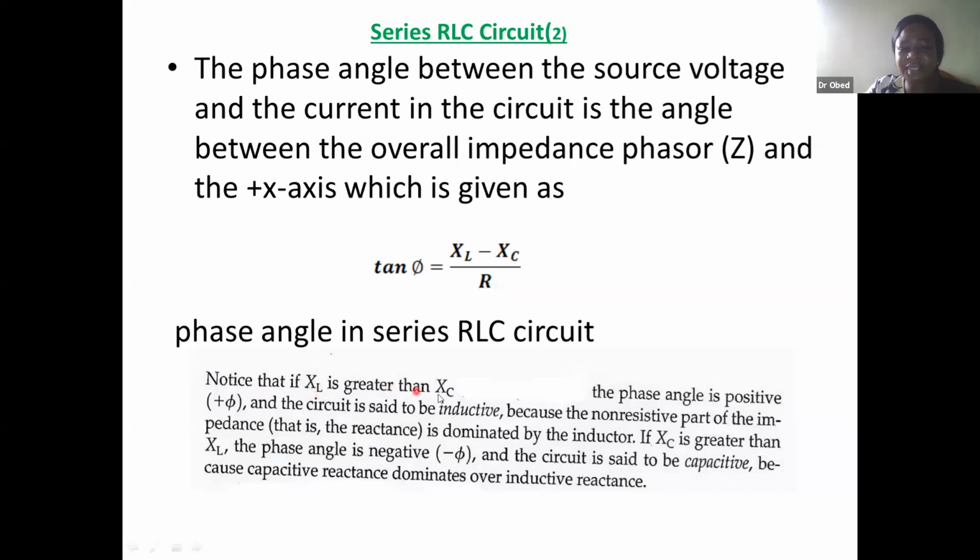So if XL is greater than XC, the phase angle is positive, and the circuit is said to be inductive, because this is the inductive reactance and it is greater. But if the capacitive reactance is greater, then the phase angle will be negative because the circuit is capacitive. Because capacitive reactance is greater, it dominates.